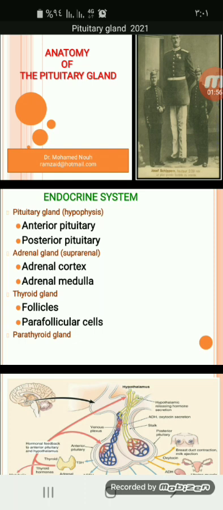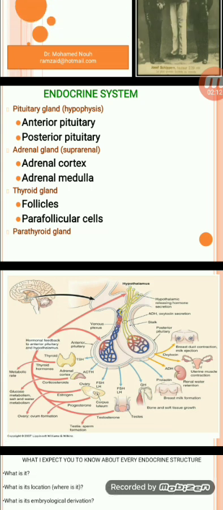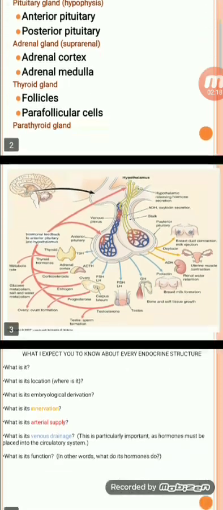But some organs have endocrine functions, like the GIT, like the heart, and other bits of cells. Also, the pancreas is a mixed gland. It has endocrine function and exocrine functions.